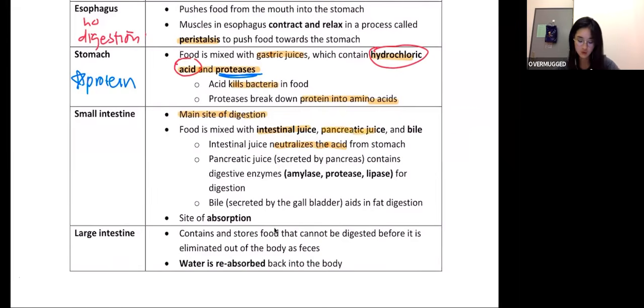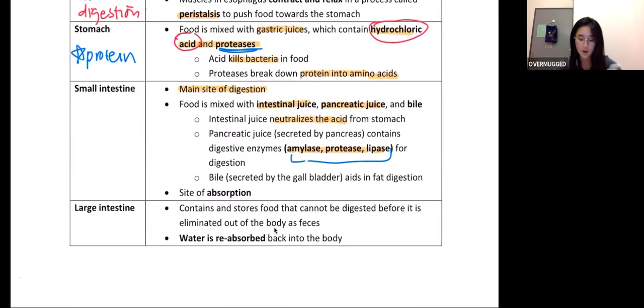Then pancreatic juice contains your 3 key enzymes. Amylase to digest carbohydrates, protease to digest proteins, and lipase to digest fats. So all 3 nutrients.